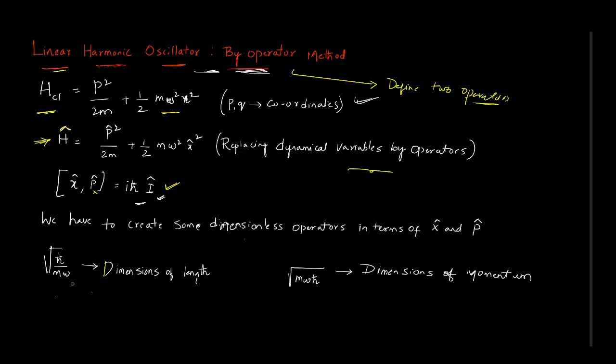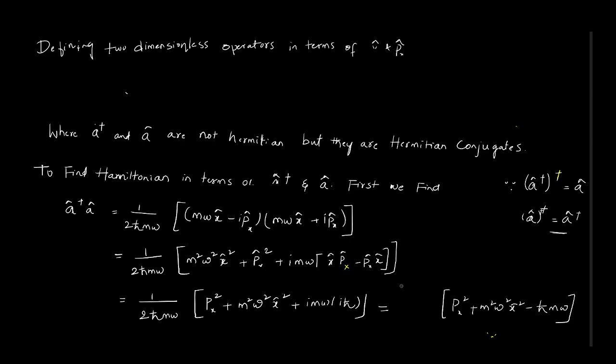The dimension of length is given by under root h cross by m omega, and the dimension of momentum is given by under root m omega h cross. So we will define two dimensionless operators here in terms of x cap and px cap. The dimensionless operator a cap is defined as 1 by under root 2 h cross m omega into m omega x cap plus i px cap.